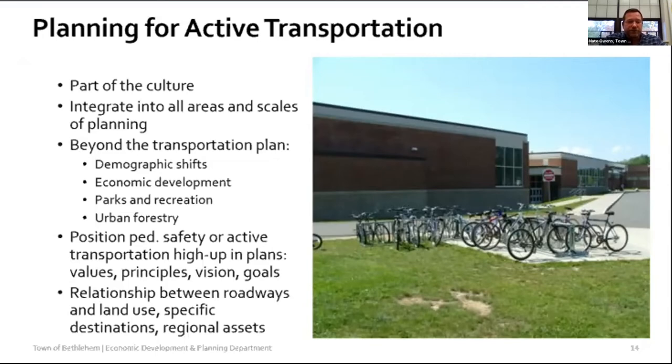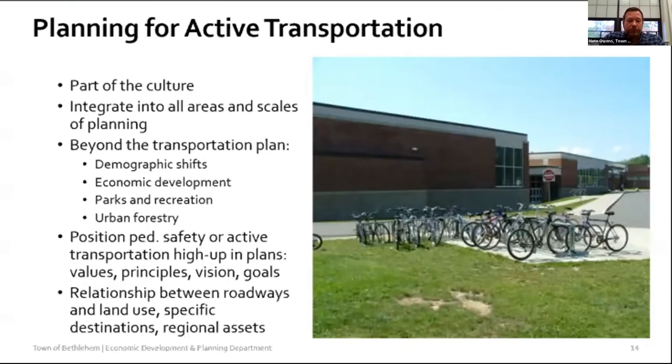Connecting residents to parks and recreation resources. And then even looking at a topic like urban forestry, the town put together with the consultant help a community forestry management plan a couple years back. And as part of the street tree inventory that was conducted, we asked them to tell us where some good spots for street trees are along major roadways.